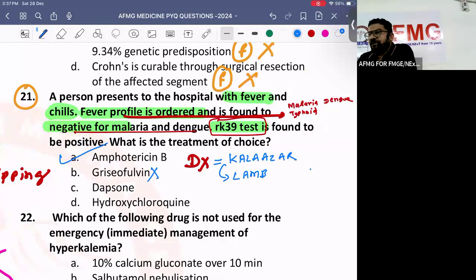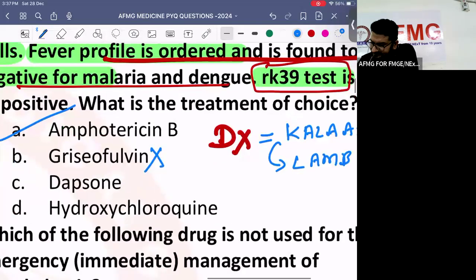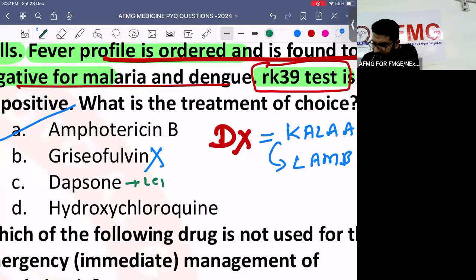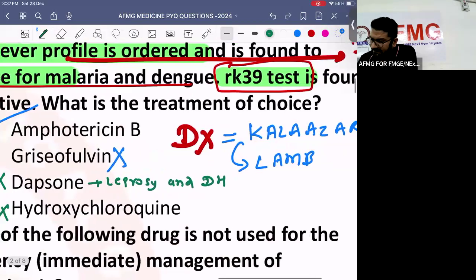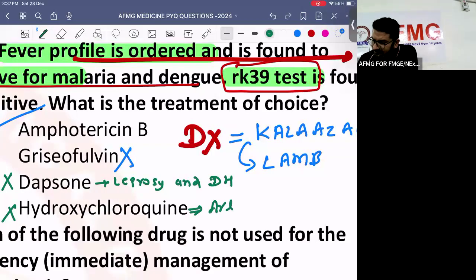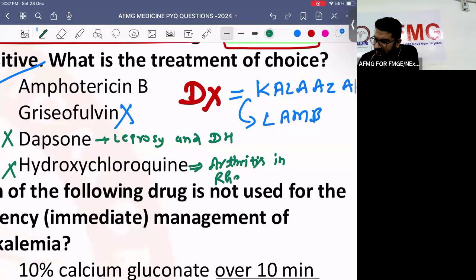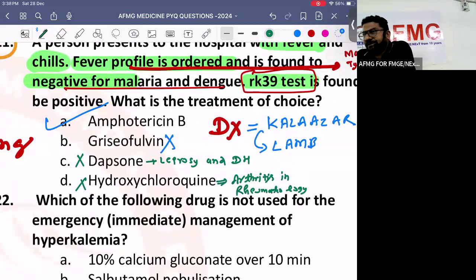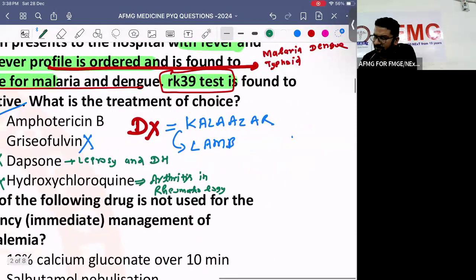Dapsone we don't use. Dapsone is given only in two conditions. Where do we give dapsone? Leprosy and dermatitis herpetiformis. Hydroxychloroquine is a non-specific drug. When do we give it? Whenever arthritis in rheumatological conditions, like SLE arthritis, Sjogren syndrome arthritis. So we give it to treat arthritis and photosensitivity. Clear? So answer is LAMB, liposomated amphotericin B.